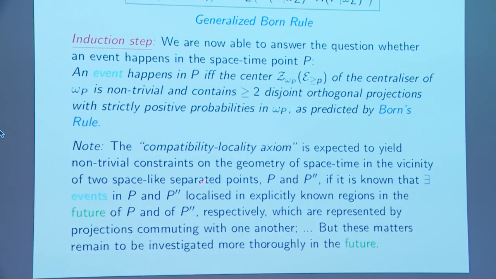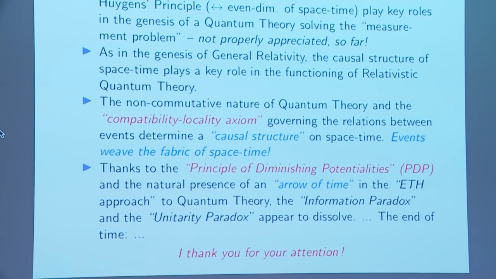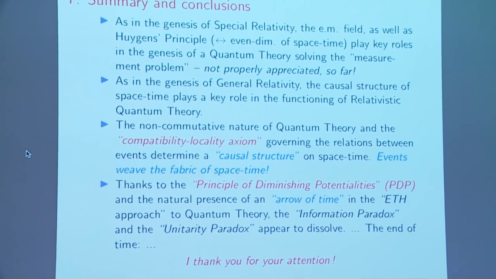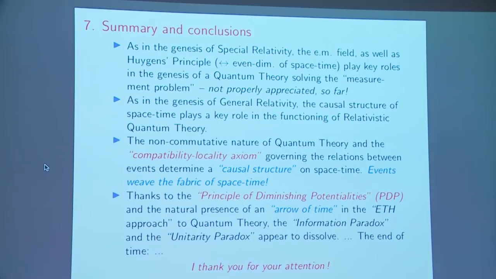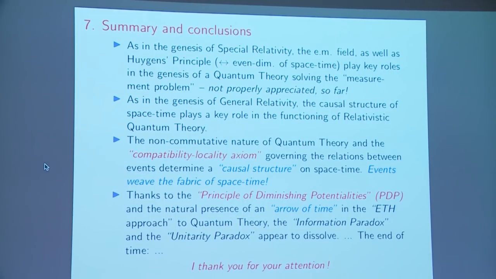I think it's quite clear that the compatibility locality axiom can be expected to yield non-trivial constraints on the geometry of space-time in the vicinity of space-like separated points in which events happen. But this is something I don't really understand very well yet, so I don't want to confront you with half-baked ideas about this matter. It's time to stop. I think I'm pretty much within my given slot. So here, you have extra 4 minutes. Okay, so here is a summary and a few conclusions.